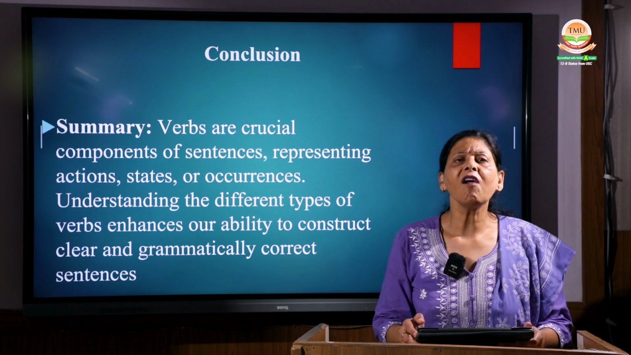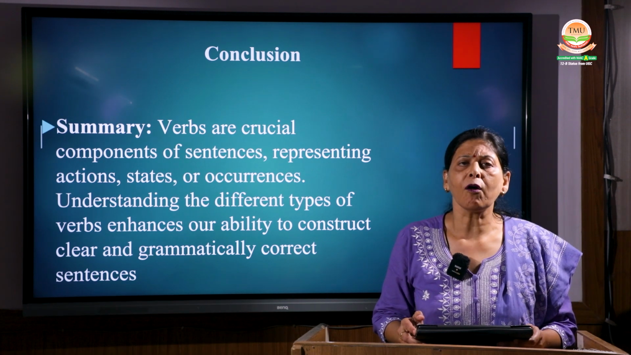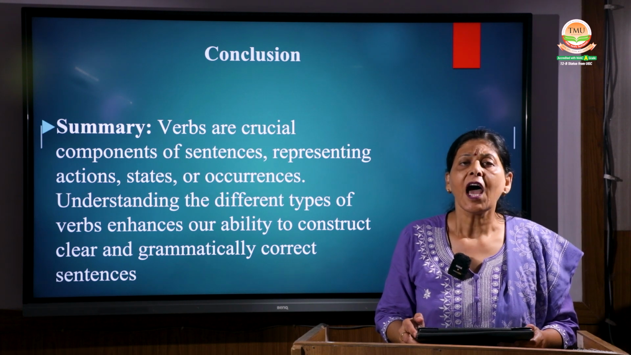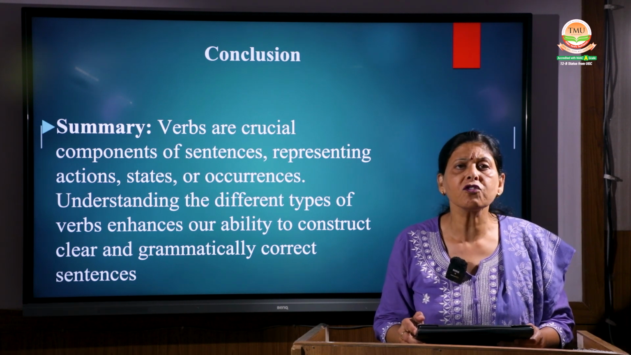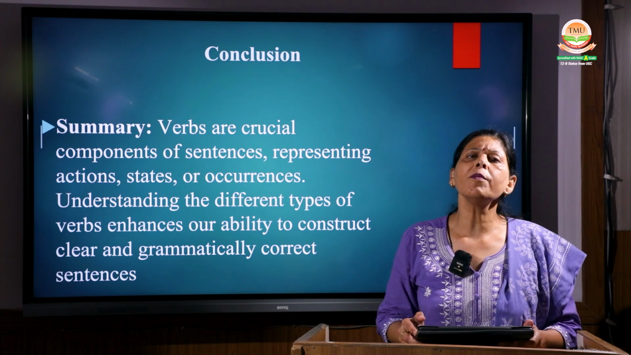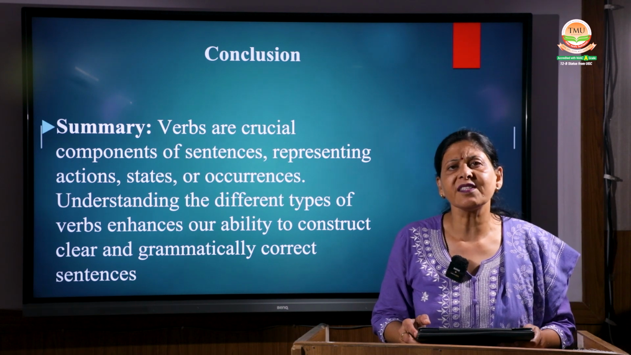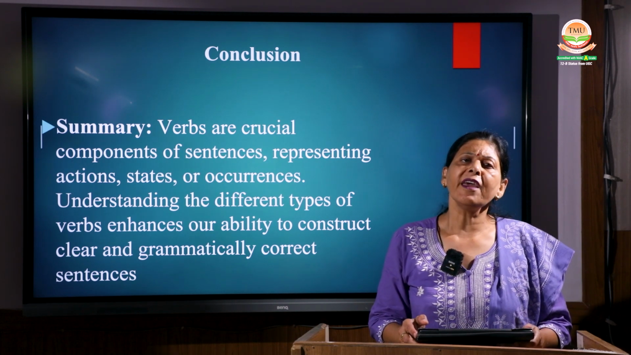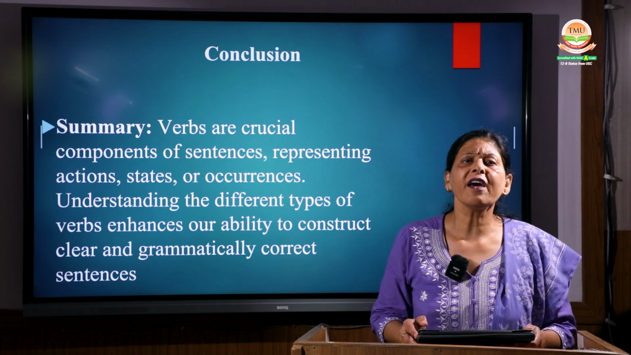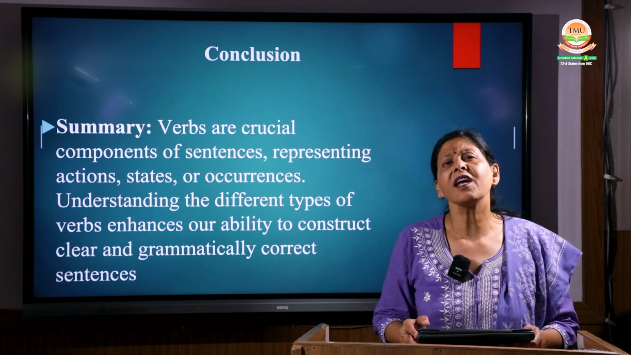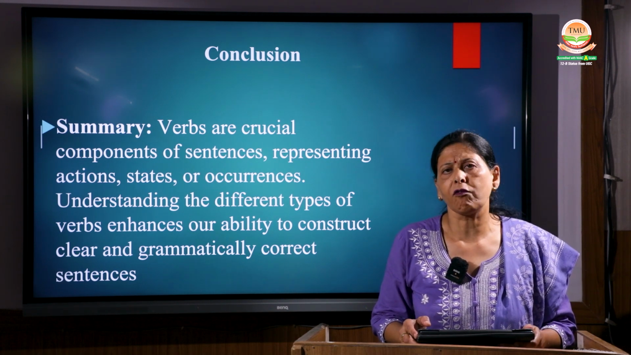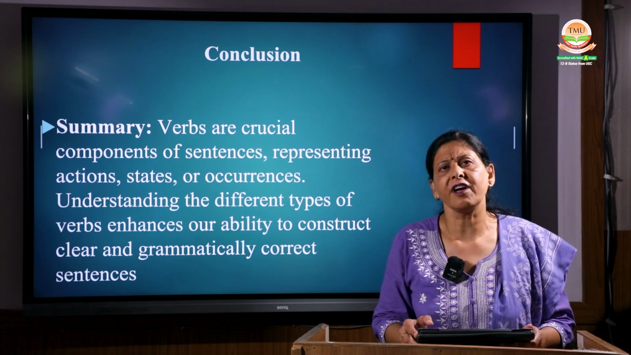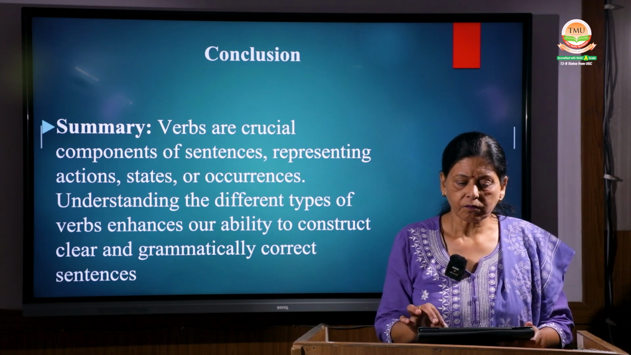Once we have gathered complete knowledge of verbs and mastered the art of their usage, meaning how verbs are used in our sentences, there would never be any grammatical mistake or incorrect sentence construction in our grammar, whether written or oral.